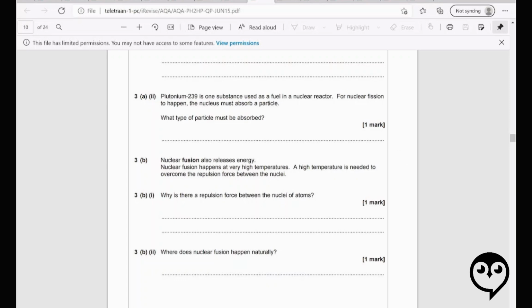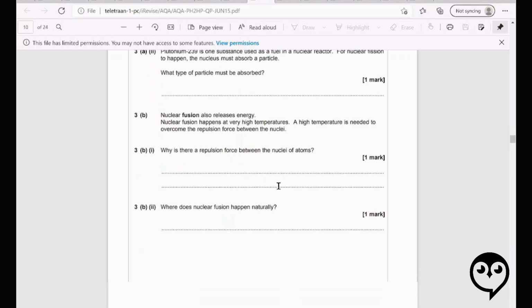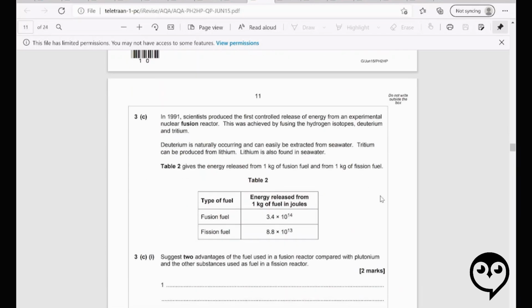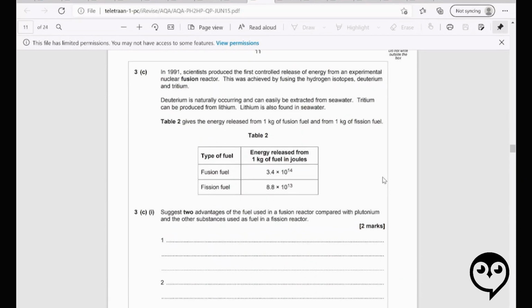Nuclear fusion is also releasing energy. It happens at very high temperatures to overcome the repulsive force. Why is there a repulsive force between the nuclei of the atoms? Well, nuclei are positively charged due to the protons, so we need to overcome the electrostatic repulsion. That's what I would say. Where does the fusion happen? Naturally, in the sun, in stars. Okay, good, 1 mark.